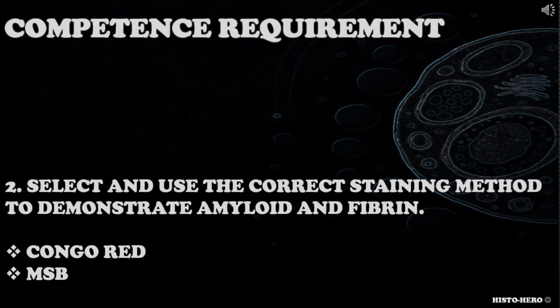The second competence requirement is for you to select and use the correct staining method to demonstrate amyloid and fibrin. What staining methods do you use to demonstrate fibrin and amyloid in your laboratory? How would you perform them? Consider the stains highlighted in the indicative repertoire and stains used in your department.